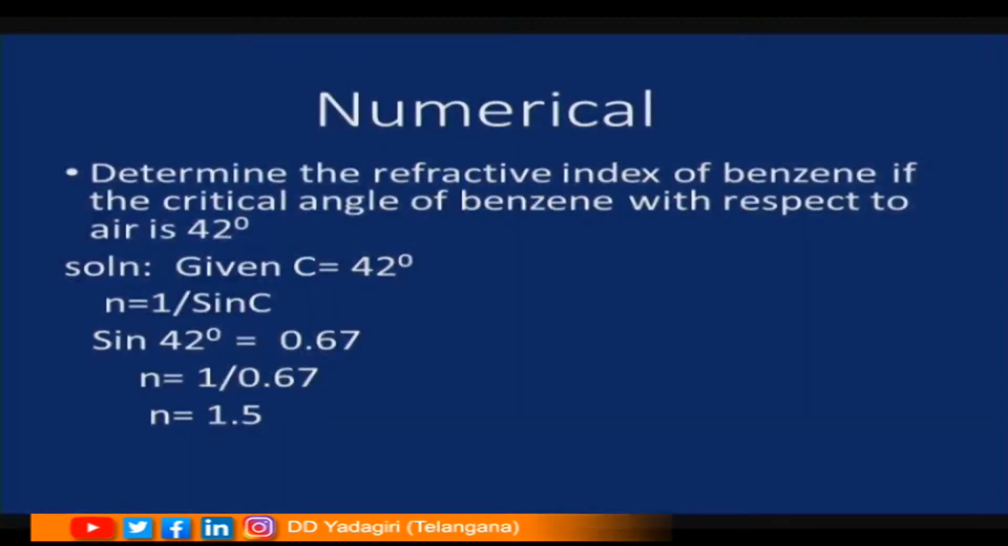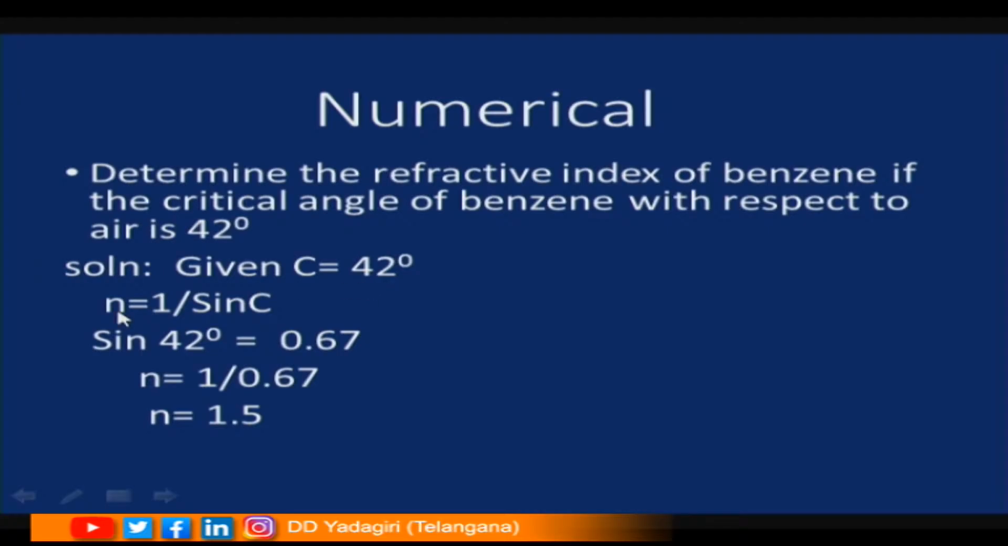See this numerical. Children, determine the refractive index of benzene if the critical angle of benzene with respect to air is 42 degrees. See here, we are finding the refractive index of benzene, and it is given with respect to air, which means the refractive index of air is equal to 1. Then only we can apply the formula n is equal to 1 by sin c. The formula n is equal to 1 by sin c is applicable only if the second medium is air. Now, given here, the critical angle for benzene in combination with air is 42 degrees.